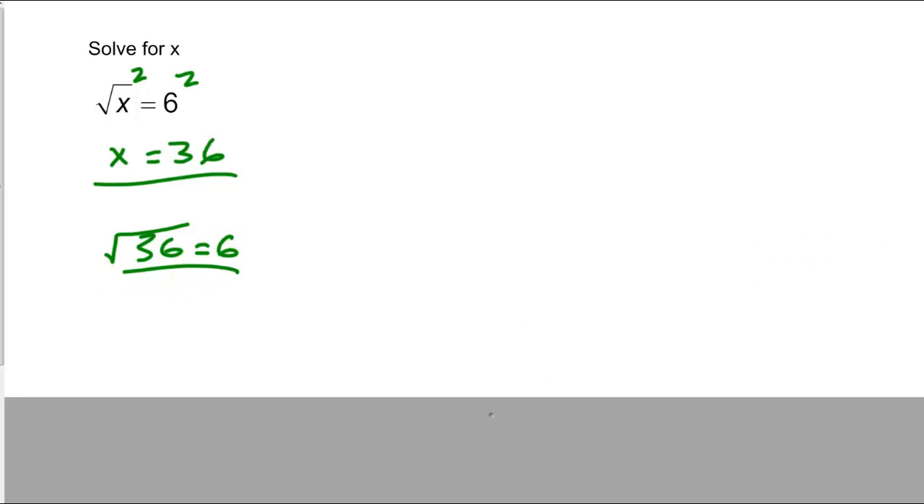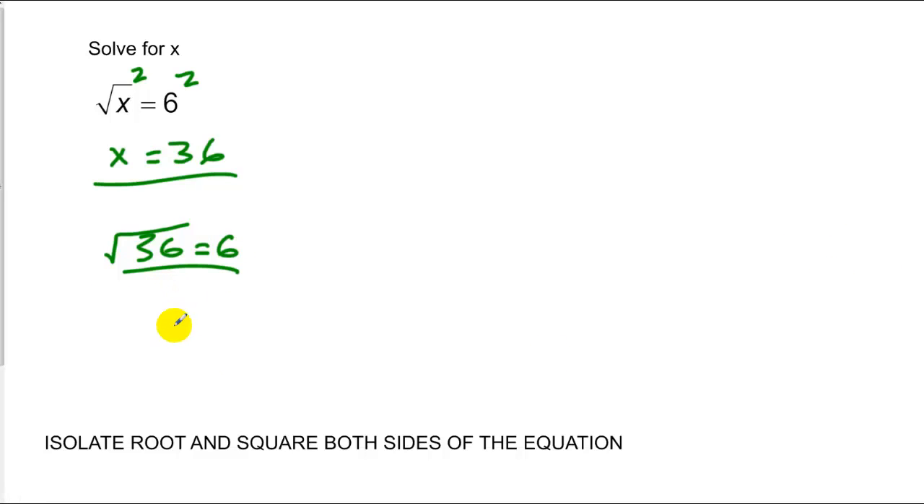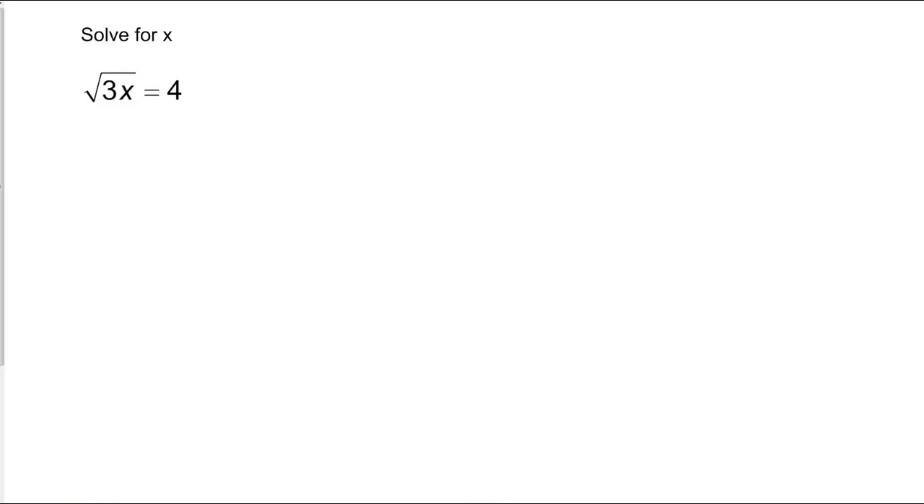Now, one of the rules that's going to hold throughout this whole thing is we need to isolate the root and square both sides of the equation in order to solve these square root equations. So isolate the root first, then square both sides of the equation. Theme of the day. Notice, my root is isolated on one side of the equation. Once that's done, I square both sides of the equation. I have root 3x multiplied by itself because it's squared. That's equal to 3x. And 4 squared again is 16. Divide both sides by 3, so x equals 16 over 3.